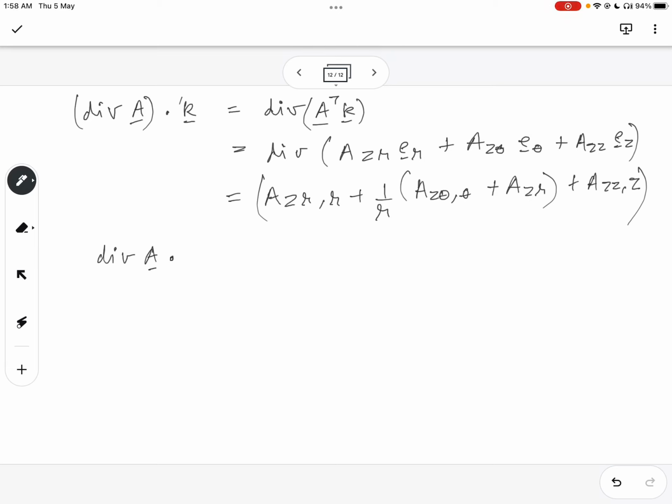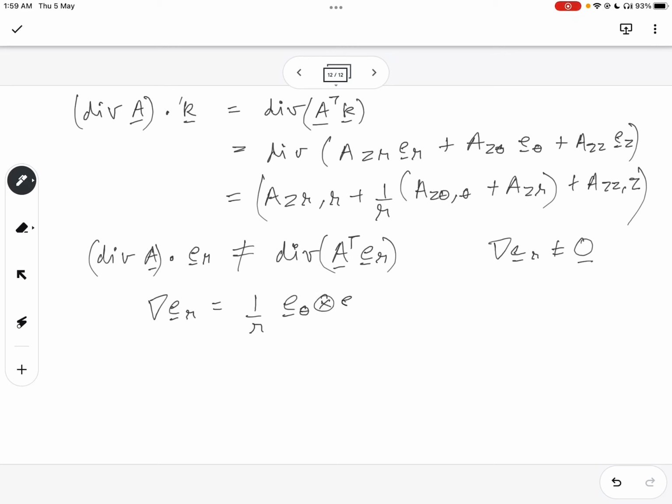Now divergence A dotted with ER, as already mentioned before, is not equal to divergence A transpose ER, because gradient of ER is no longer equal to 0. It can easily be shown by our definition of gradient of a vector field that gradient of ER, I'll leave it for you to check, is 1 by r E theta dyadic E theta, and gradient of E theta is minus 1 by r ER dyadic E theta.